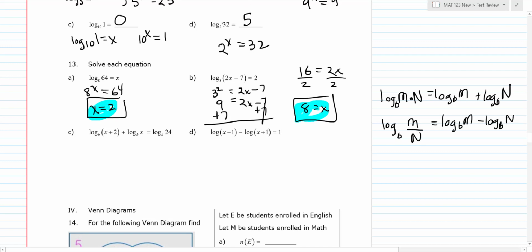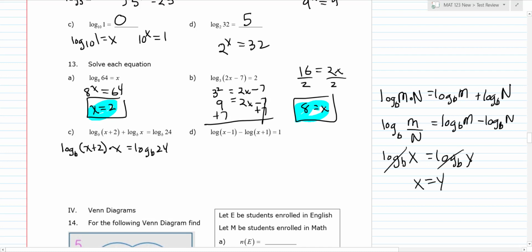Okay, like that. So the way these get put together then is like this. With this, you got a plus sign, so you use this property here. So you would say log base b of x plus 2 times x is equal to the log base b of 24. Okay, now we have another property of logs that says if you have a log base b of x equals a log base b of y, then you can take off the logs and just set those things equal to each other. So you would have the equation x plus 2 times x is equal to 24.